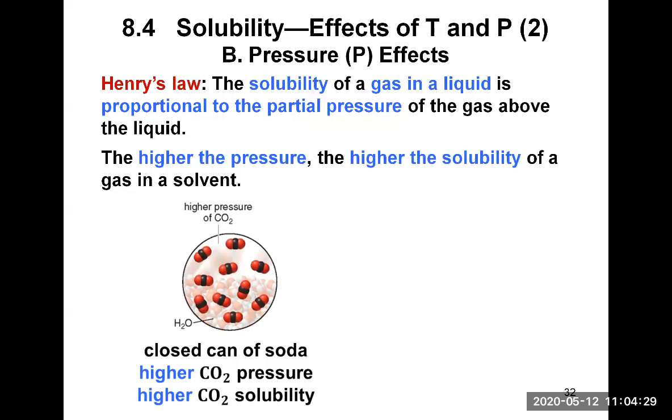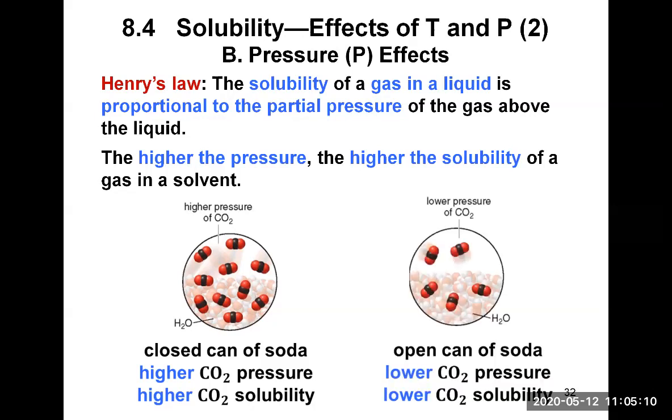When people are manufacturing all kinds of carbonated beverages, the way to have the carbon dioxide dissolved in the soda is to put a lot of pressure of carbon dioxide above the liquid, above water, and that will help increase the solubility of CO2 in the liquid. So higher pressure of CO2 allows for higher CO2 solubility, and then you seal the can this way, and you have a lot of CO2 dissolved in the liquid.